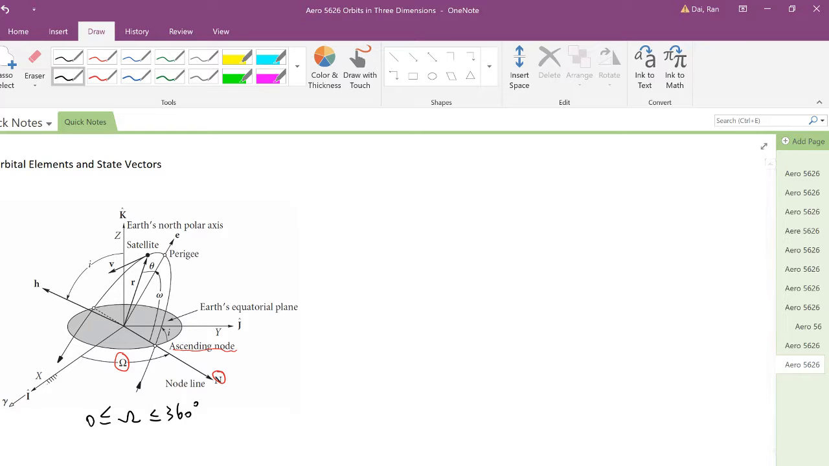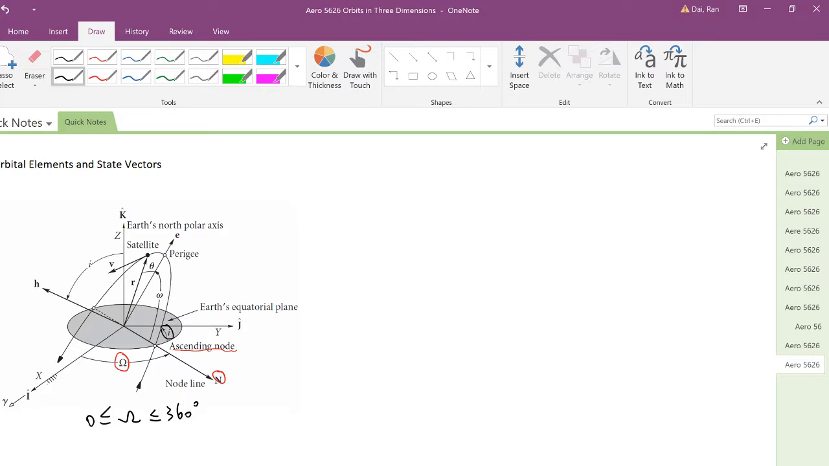Another angle, between the orbital plane and the equatorial plane, is the inclination angle, i, which we labeled here. It is measured according to the right-hand rule, that is counterclockwise, around the node line vector from the equator to the orbit. So again, from the equator to the orbit, we get the inclination angle.